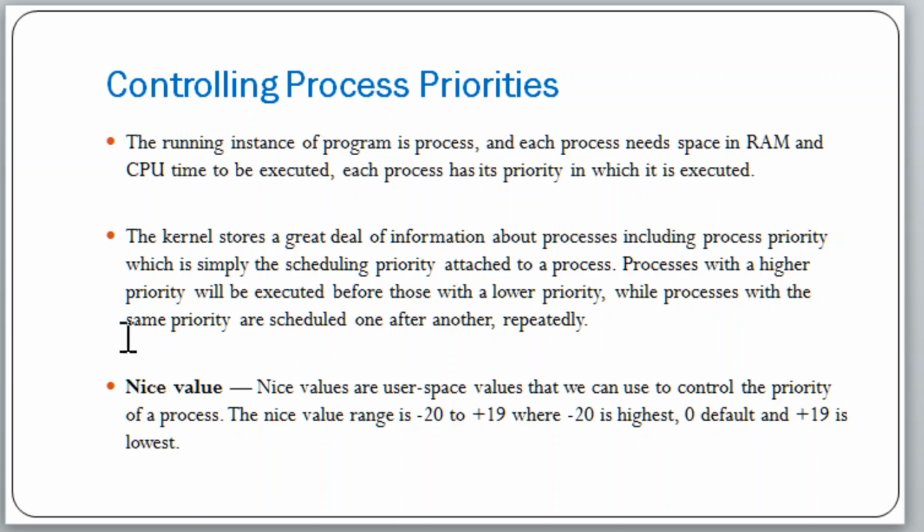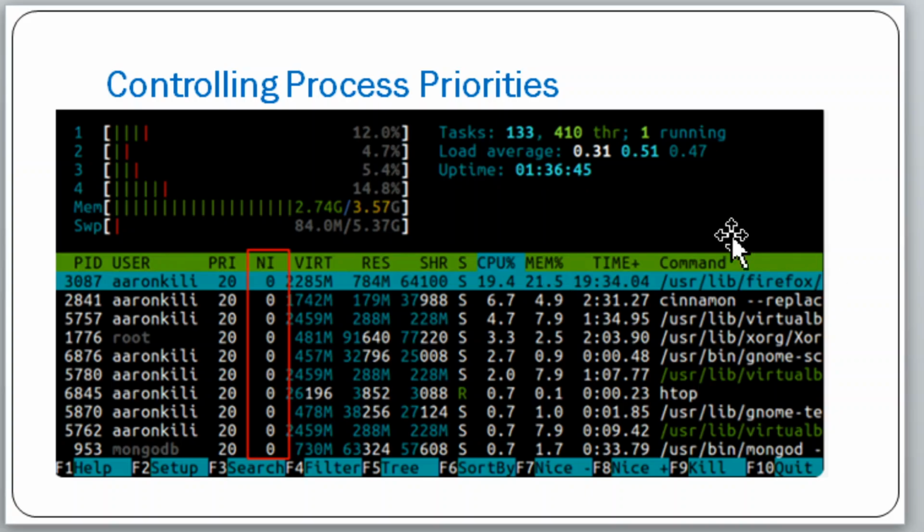So guys, this is done through something called a nice value, okay? Nice values are a user space value that we can use to control the priority of a process. The values range from -20 to 19, where -20 is actually the highest, 0 is default, and 19 is the lowest value, okay? So we can check that out here. This may look like top, but this is actually a little bit more interactive version called nmon, N-M-O-N, okay? But if we run top, we would see these same columns here. So we see this NI value, and this is your niceness value.